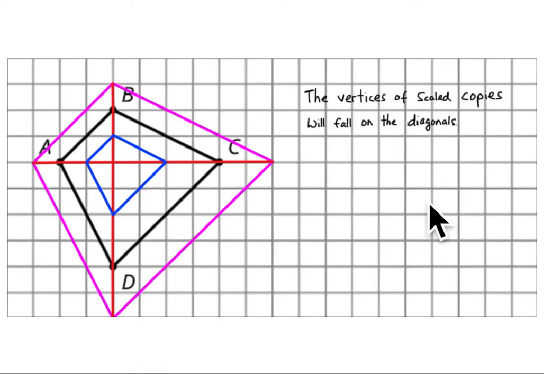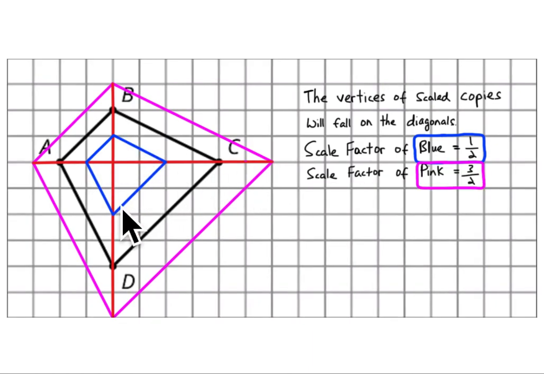It says the vertices of scaled copies will fall on the diagonals. So I drew this quadrilateral, drew the diagonals, and so the vertices of the scaled copies will fall on those same diagonals. So go 1/2 the way, or 3/2 the way. Scale factor of blue is equal to 1/2, and a scale factor of pink is equal to 3/2.